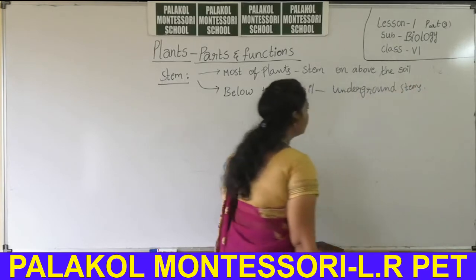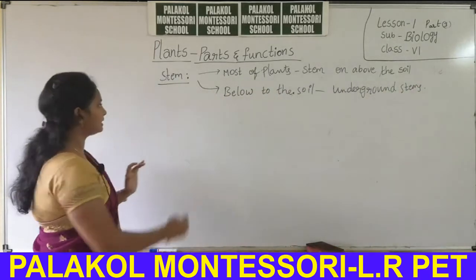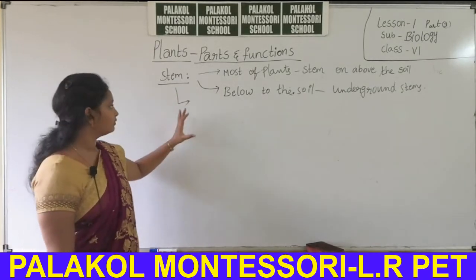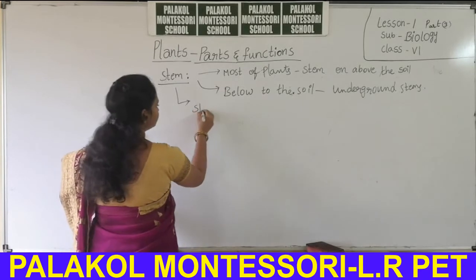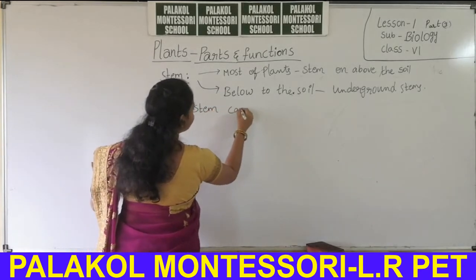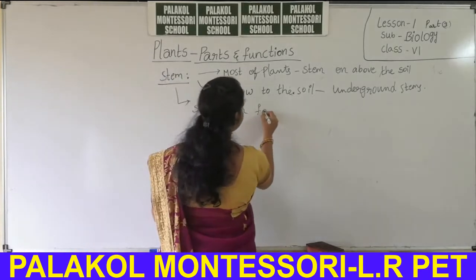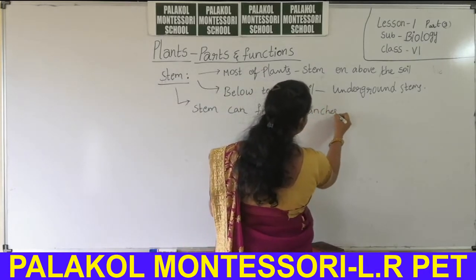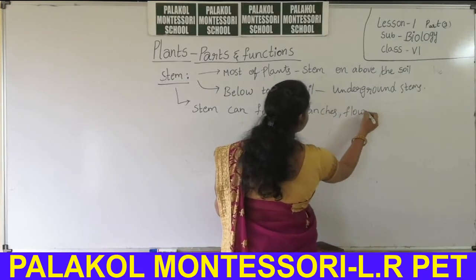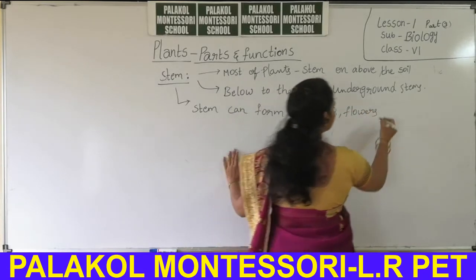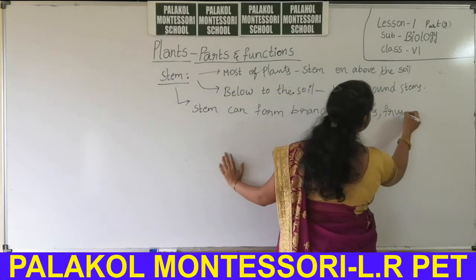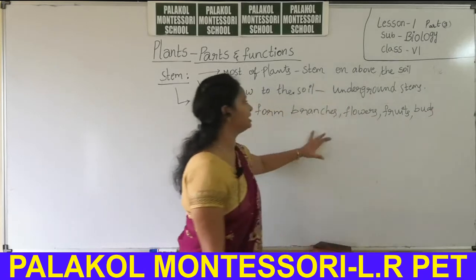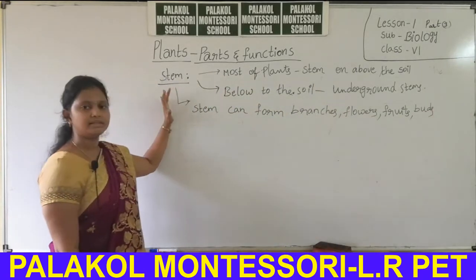Okay. Then what is the importance of stem? The stem can form branches, flowers, and also has fruits and buds. These are the structures present on the stem.